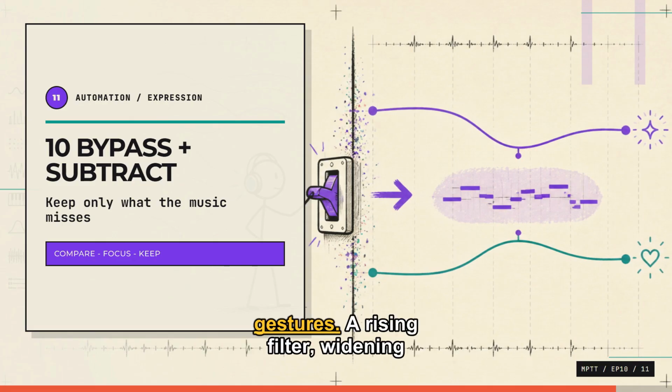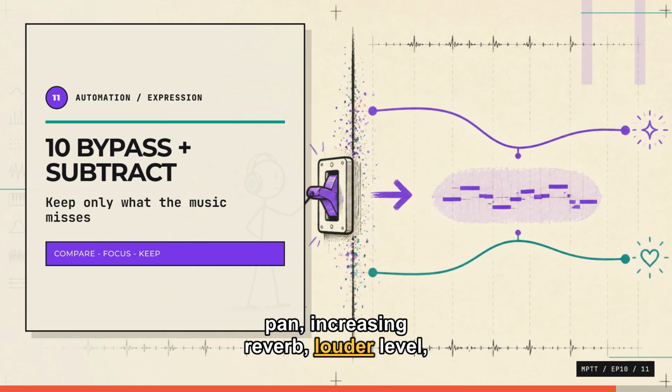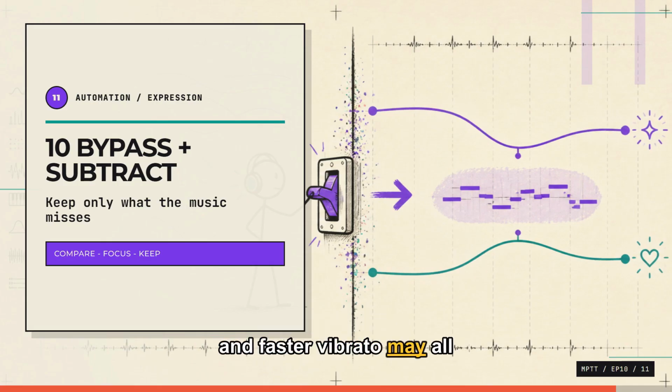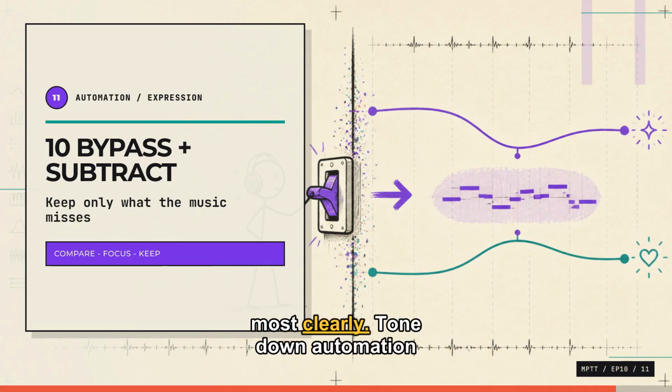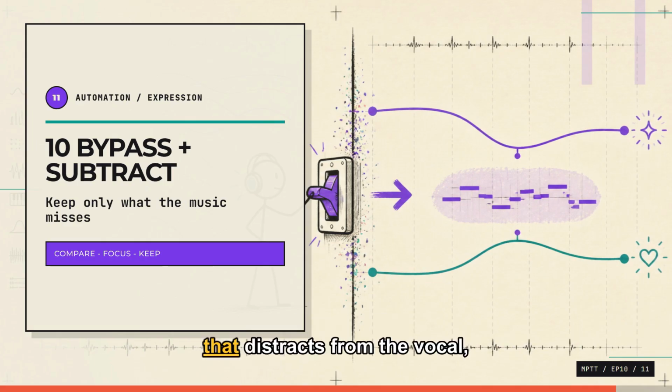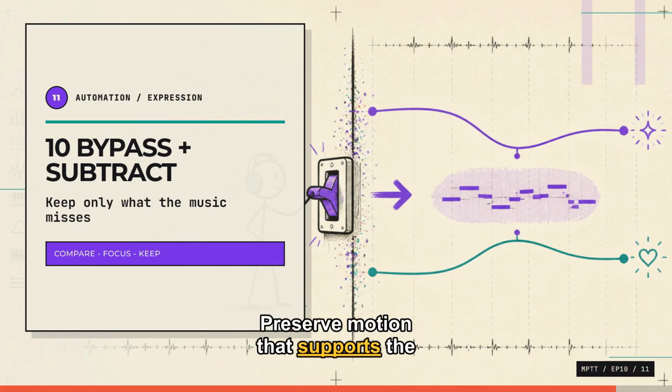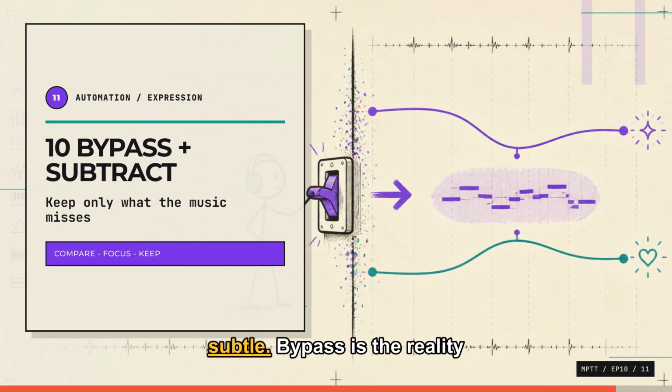Watch for competing gestures. A rising filter, widening pan, increasing reverb, louder level, and faster vibrato may all point toward growth, but together they can blur the focal point. Keep the one or two moves that communicate the idea most clearly. Tone down automation that distracts from the vocal, weakens the groove, or makes the mix unstable. Preserve motion that supports the arrangement, even if it remains subtle.